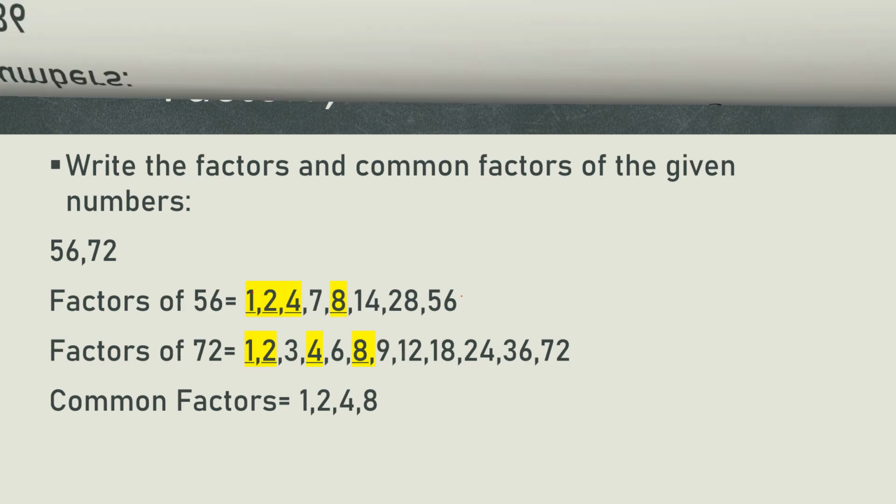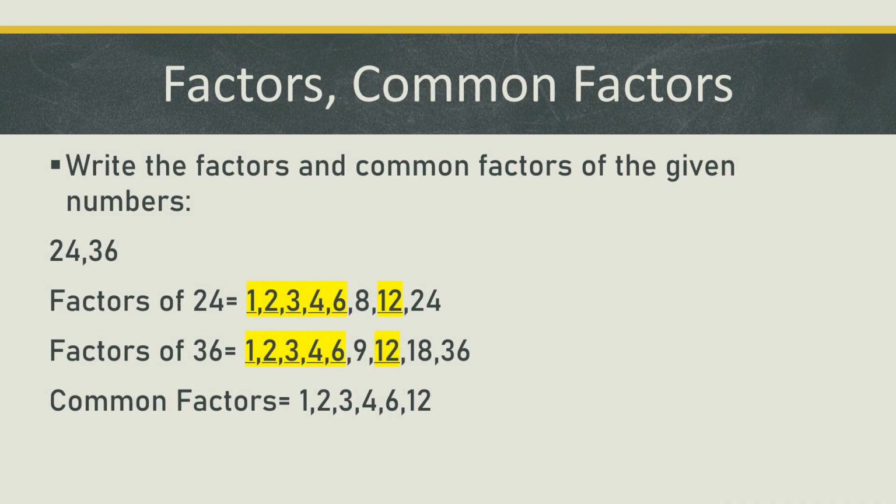Now write the factors and common factors of the given numbers 24 and 36. Factors of 24. Again 1 24 is 24, 2 12s are 24. I wrote 2 and 12. Then 3 8s are 24, 4 6s are 24. Just see the order of the smaller numbers. Bigger numbers you'll automatically get in finding the factors or HCF.